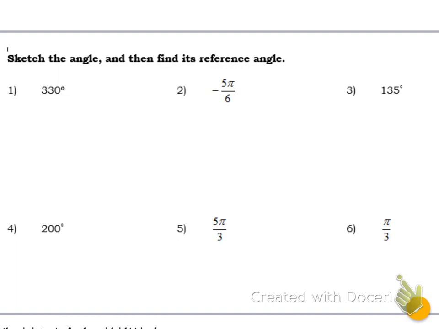Okay. Sketch the angle and then find its reference angle. So 330 is going to sit down here. Normally you would go all the way around, but to make my triangle, I don't really care about that 330. I want what's left of it. So I need to do 360 minus 330 to get that little chunk that I want left. So my reference angle in this is going to be 30 degrees.